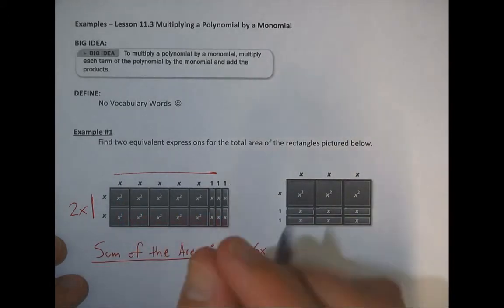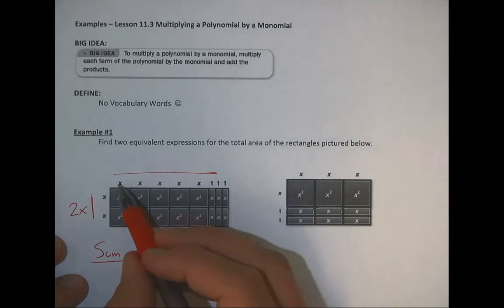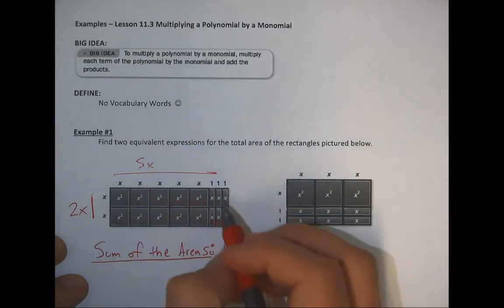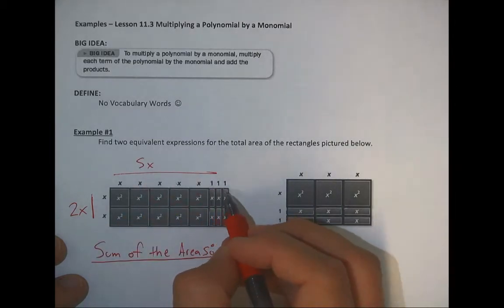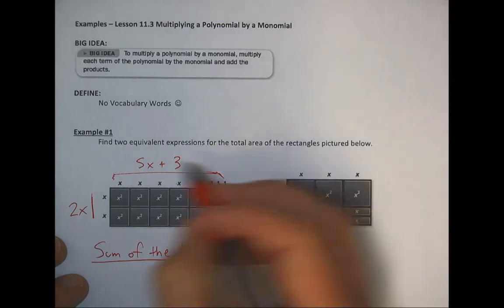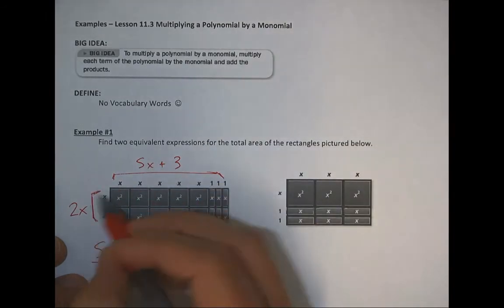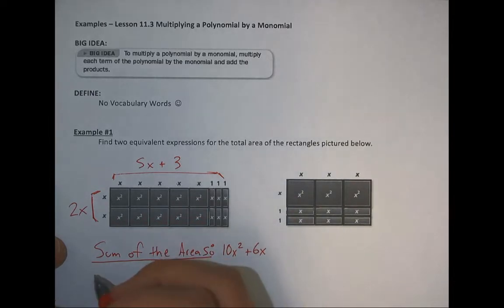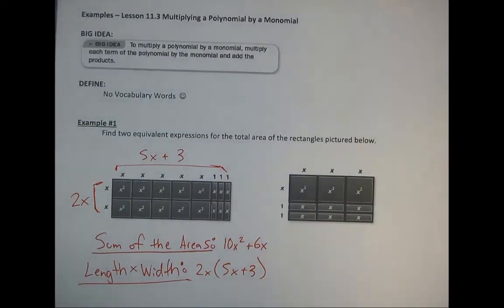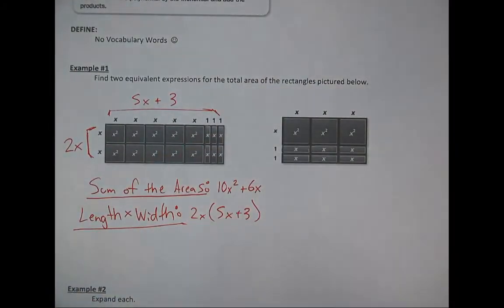What about all this? Now, we can't put all this together to make one term, but we can combine our x's: x plus x plus x plus x plus x. That length right there is 5x. And this length right here is 3, 1 plus 1 plus 1. So the expression that represents this whole top is 5x plus 3. And the expression that represents this length is 2x. And so if it's length times width to find the area, we would be doing 2x times 5x plus 3. Multiply the length times the width.